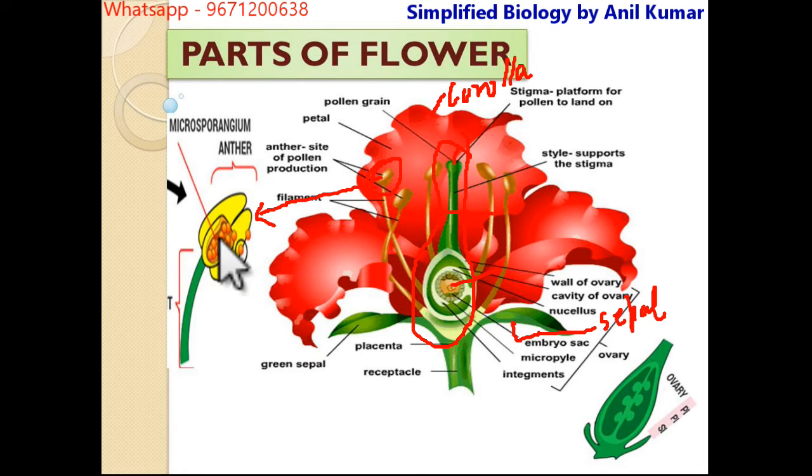When we cut it and show the detailed structure, it looks like this. That is the bithecous anther. It contains the pollen grains, or the microsporangium. If we cut the ovary part, it looks like this. It contains a number of ovules, which depends on the species. It may be a single ovule or multi-ovulate, right?